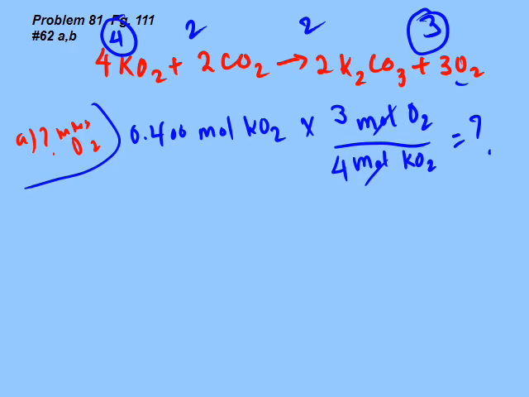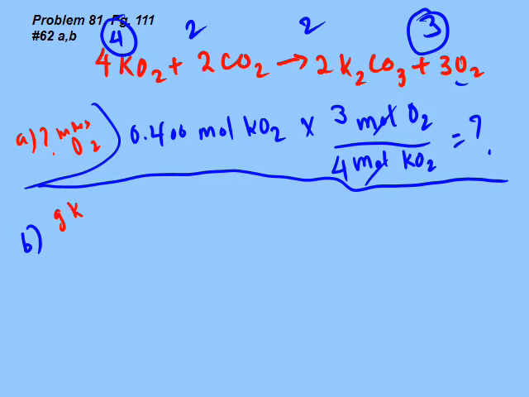In part B, let's draw a line here. Okay, now in part B, they're asking how many grams of KO2. The question is grams of KO2. How many grams of KO2 are needed to form 7.50 gram of oxygen? So we always begin with what is given, which is 7.50 gram of oxygen.